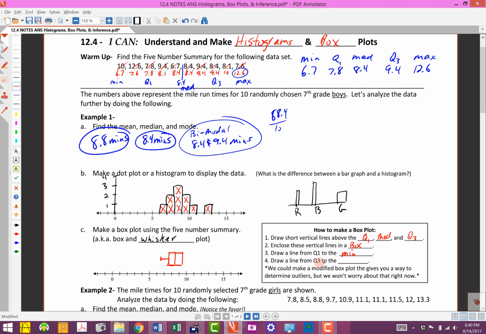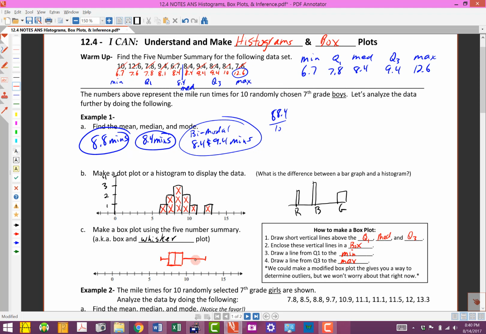And then we draw a line from Q3 to, you guessed it, the max. And the max on this one is 12.6. So 12.6 is about right there. And we'll draw a line like that. Okay? Now, this is a box and whisker plot. So this is the box, and then those are kind of like the whiskers. I'm not a huge fan of that name. We just call those box plots.